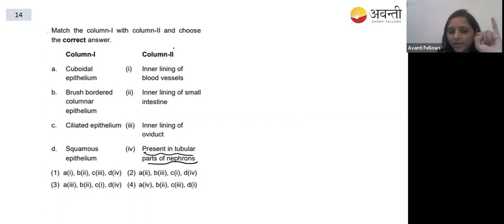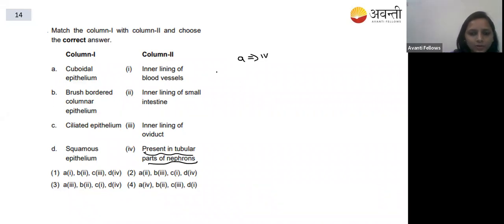So first will be the filtration, second one is the absorption, then third one will be the secretion, right? Yes. So where the secretion is happening, there the cuboidal epithelium will be present. Okay, it will help in the secretion. So that is the reason. So for the A, 4 is correct.